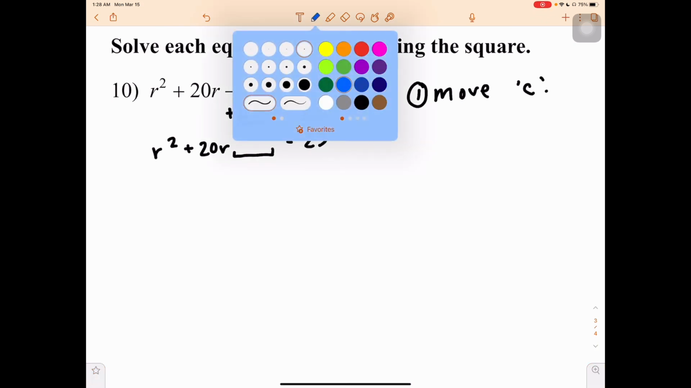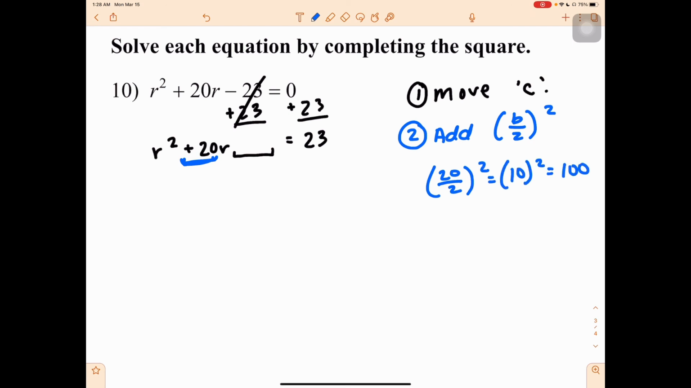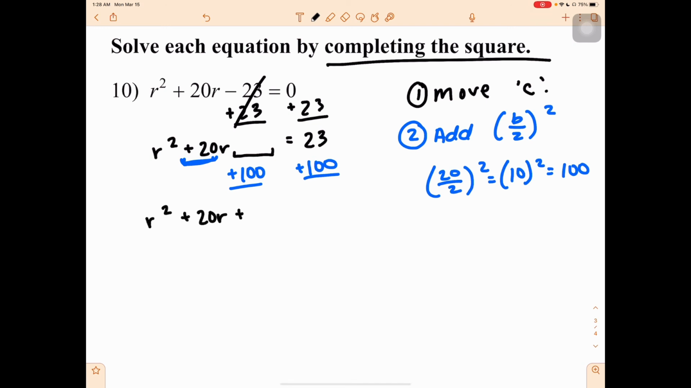So now what we want to do is add b over 2 squared to both sides. In this case, our b is the 20. So it's going to be 20 over 2 squared, which is 10 squared, which is 100. Again, I'm going through pretty fast because this is review, and most of you should know how to do this. If not, you definitely want to review completing the square. So now if I rewrite this, I have r squared plus 20r plus 100 equals 123.